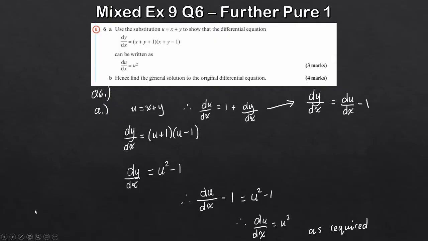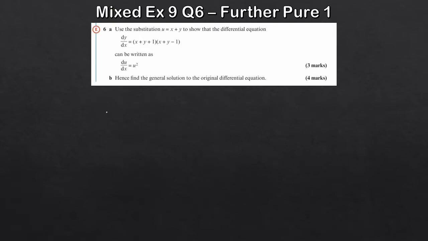Part B now. Again, this one is a simpler example, so it's always worth throwing it in, just demonstrating this one where you can separate the variables. So we've got du by dx is equal to u squared. Well, to solve this now, we just need to separate the variables.